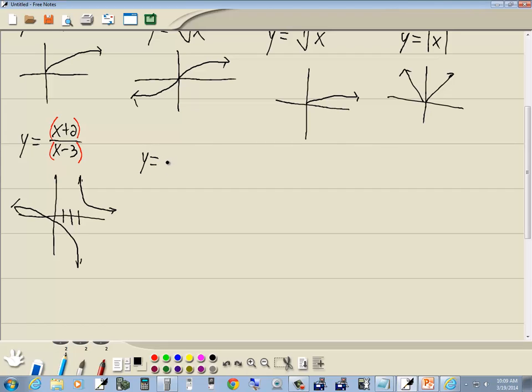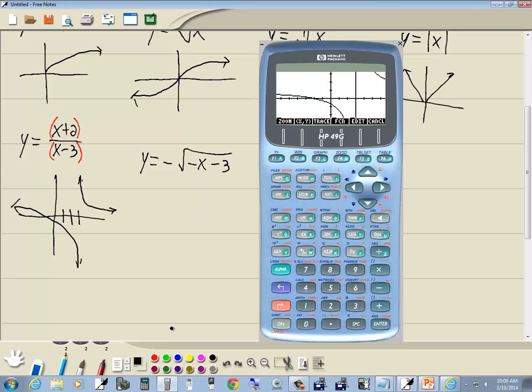Okay, let's look at this one. Y equals dash square root dash x dash 3. On most calculators, you have two different dashes. This one right here, see where the 7 button is? Right above that, it says plus/minus. This is the negative key, so if I want to put a negative in there, that's how you do that. And this over here is a minus.